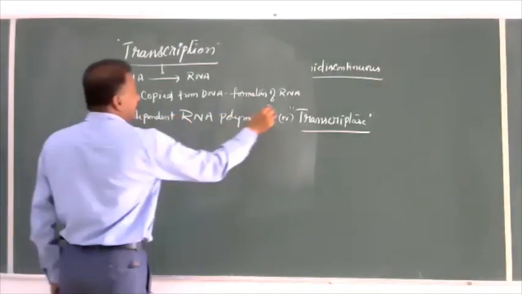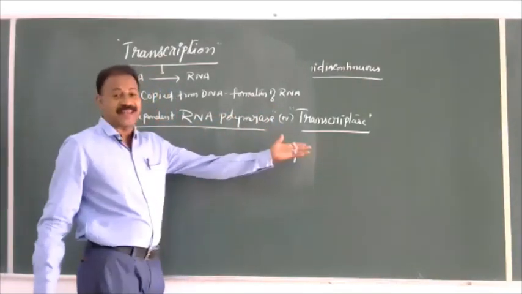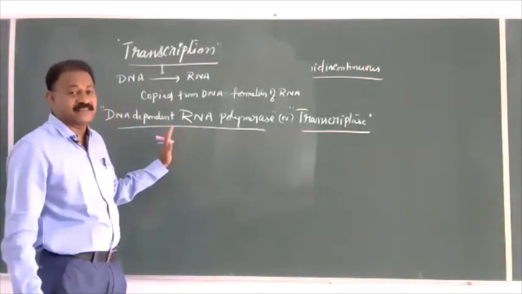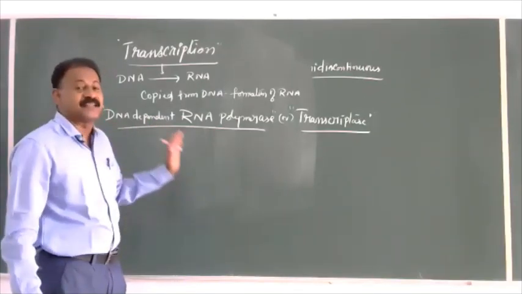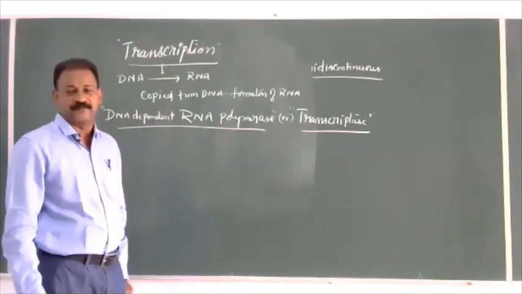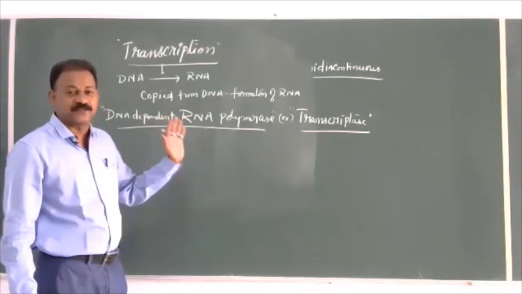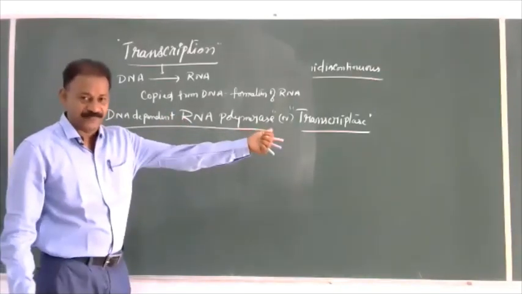DNA dependent RNA polymerase, which is also called transcriptase. What is this DNA dependent? Always, whenever you come across this word DNA dependent, it means it is taking the DNA as template. It uses the DNA as template to produce RNA, not DNA.